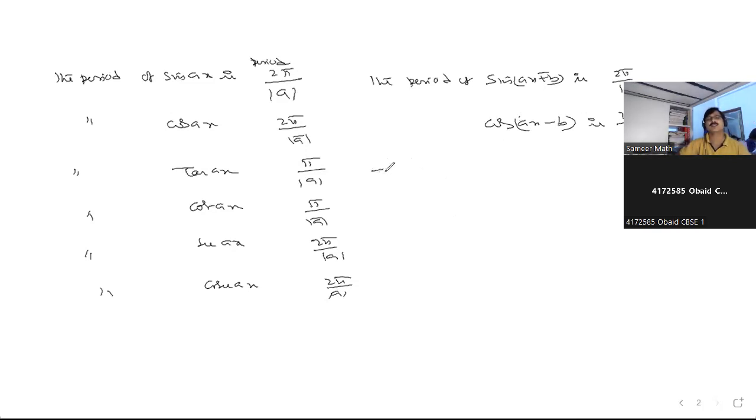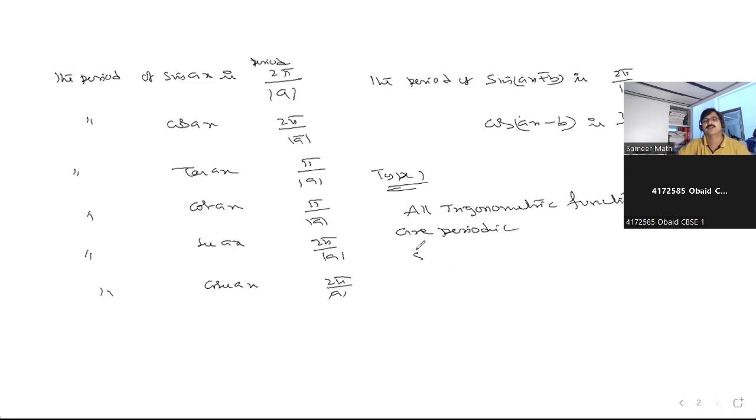Suppose 2 function, types of problems we'll discuss. This is type 1. I'm going to discuss type 1 problems. In type 1, straight away, you should have an idea about this. Can we say that all trigonometric functions are periodic? Yes. All trigonometric functions are periodic.